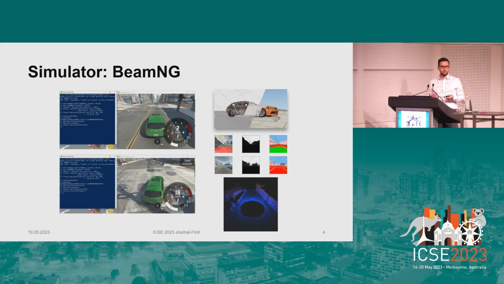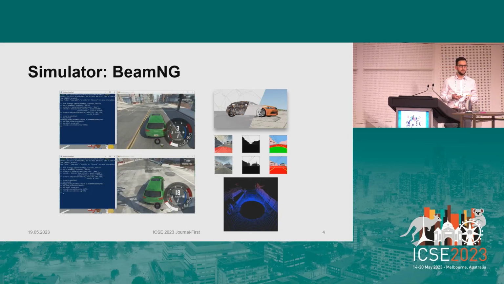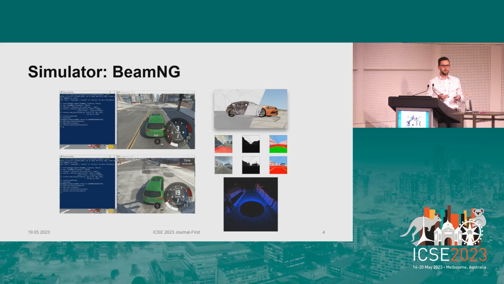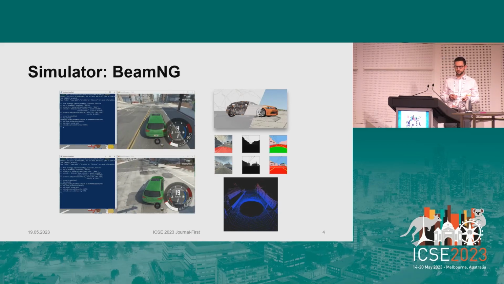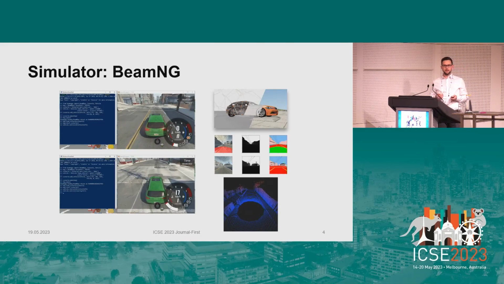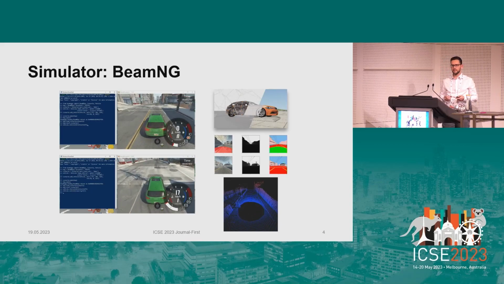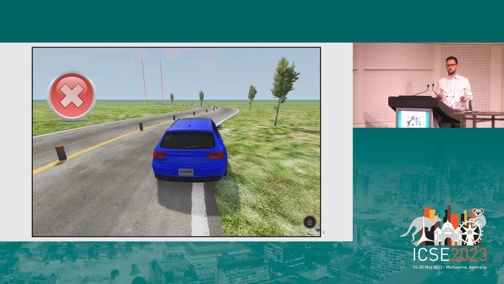For this, we need a simulator. We use BeamNG as a simulator, which comes with a practical Python API. You can program the scenario and also assess the sensor data. When we talk about the oracle in our context, we focus on the lane keeping ability of the car. When the car is able to follow the lane, the test passes. When not, it fails.